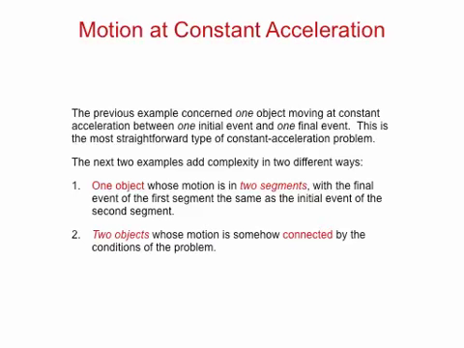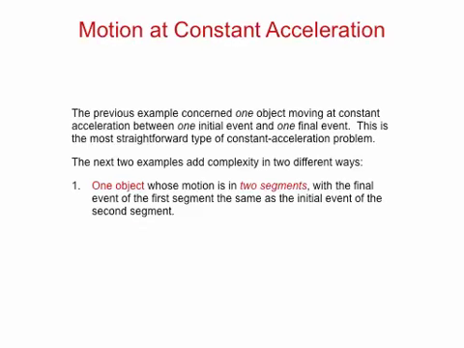In general, there are two ways to add complexity to constant acceleration motion problems. First, the motion of one object might have two time intervals of interest, in which the final event of the first interval is the initial event of the second. The next type involves the separate motions of two objects that are related in some way as specified by conditions in the problem. This mini-lesson focuses on the first type, and the next one will focus on the second type.